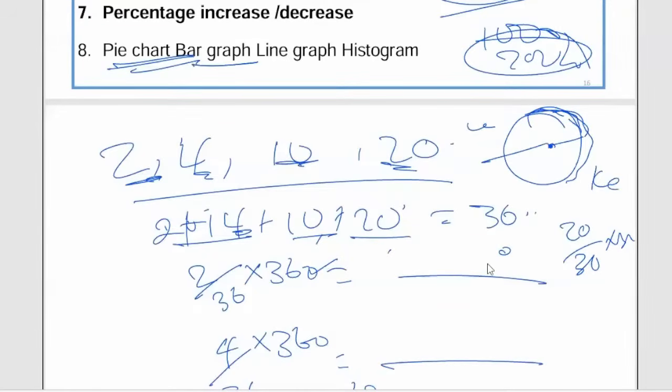Bars, the bars are supposed to be the same size. Please don't make the bars different sizes. It's not a must that you always start with a zero. You don't say 200, and then 201, 202. It's not a must that you start with zero. Histogram has no spaces, but the bars are supposed to be the same width.